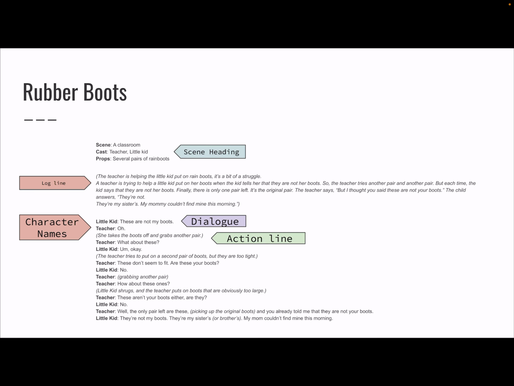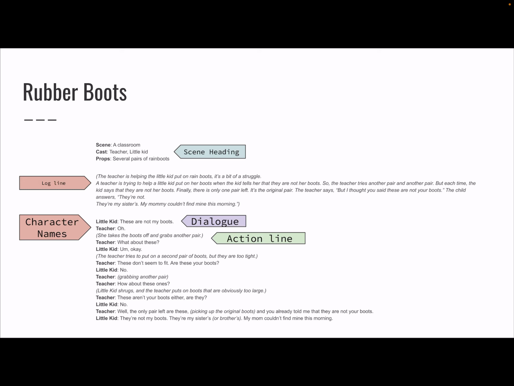This is an example of a tiny one-act play. It probably only takes less than 5 minutes, but up at the top you have the title of the play, the scene, cast, and props. That is your screen heading. Below you have a log line. The log line is going to give you a tiny little snippet of what is expected in the play and how your character is going to resolve their conflict.